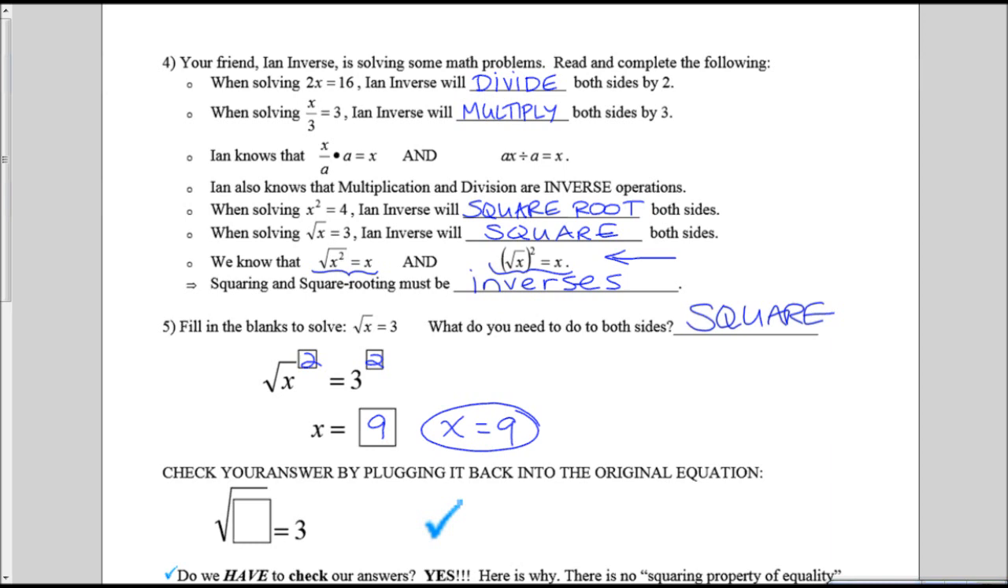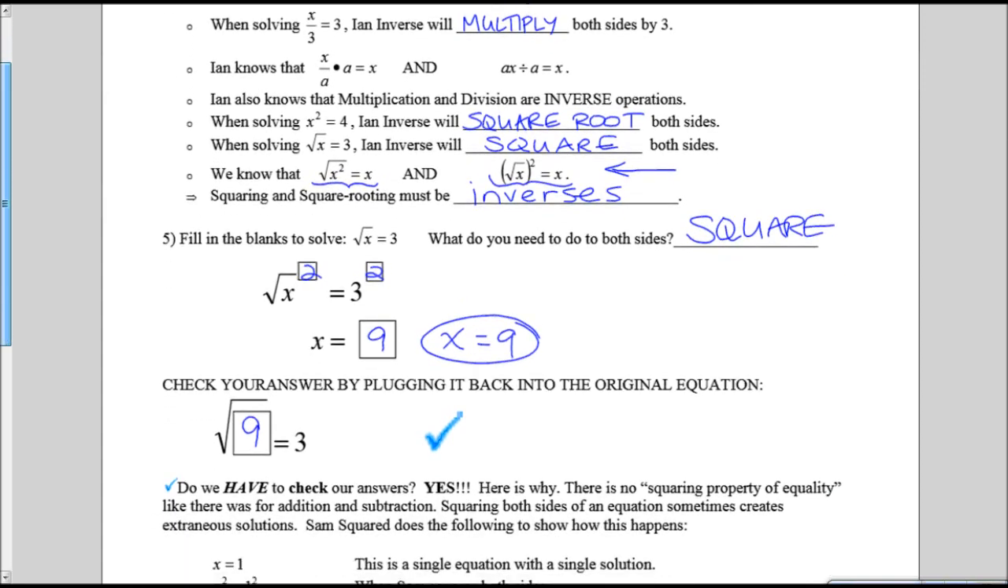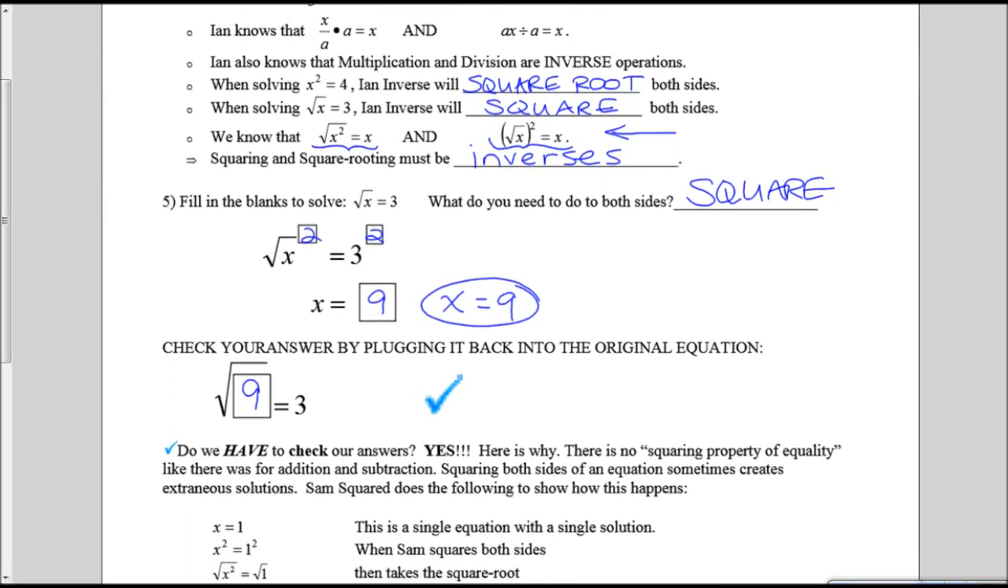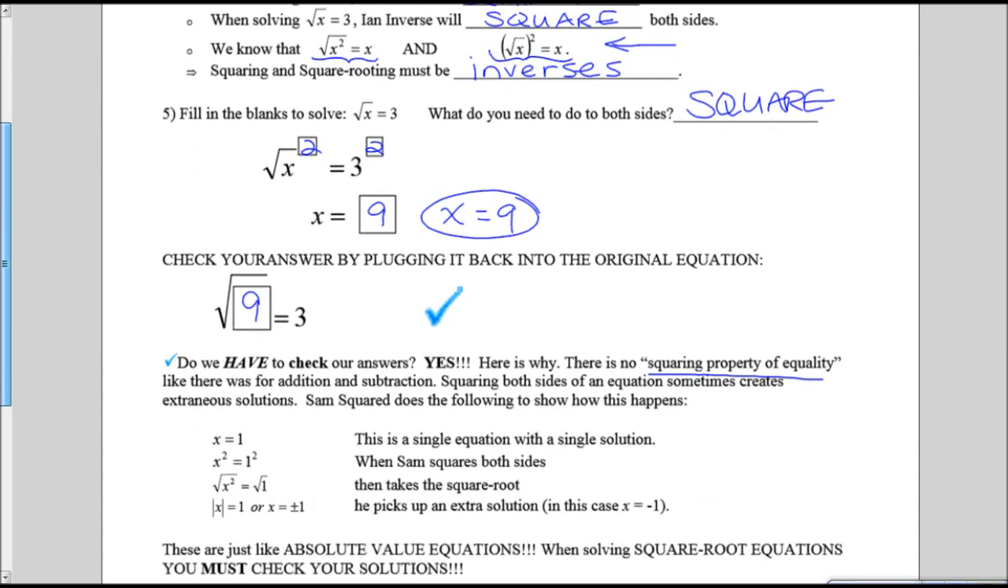It says check your answer by plugging back into the original equation. If I go to my original equation and plug in a 9, is the square root of 9 equal to 3? Yes, it is. Down at the bottom here it says, do we have to check our answers? Yes, here is why. There is no squaring property of equality, like there was for addition and subtraction, or also multiplication. Squaring both sides of an equation sometimes creates extraneous solutions. You remember these from things like absolute value or rationals, where we got an equation with an answer, but when we plug the answer in, it doesn't work. So let's look at an example of this down here.